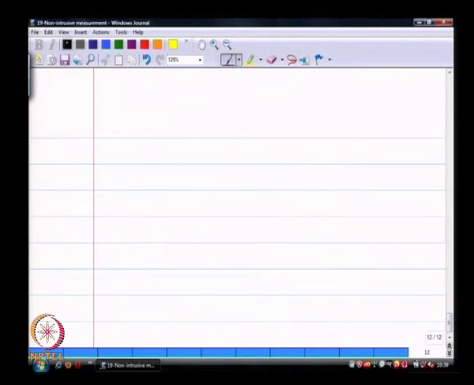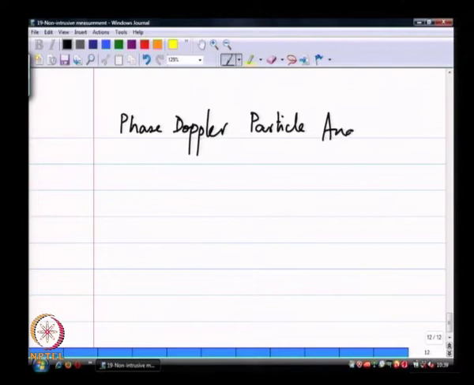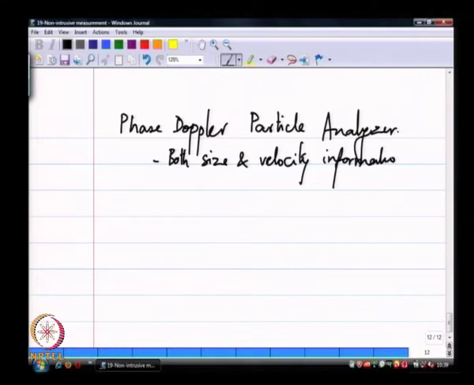We'll move on and talk about another instrument that is very widely used in particle sizing called the phase Doppler particle analyzer. A phase Doppler particle analyzer is an instrument that measures both size and velocity information at a single point. Okay, the basic construction is as follows.